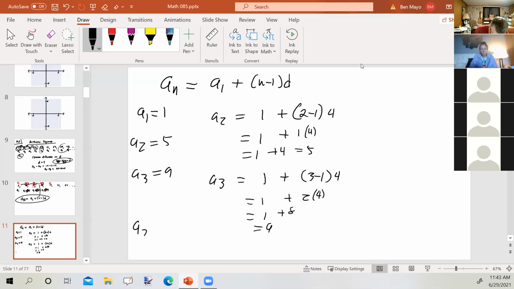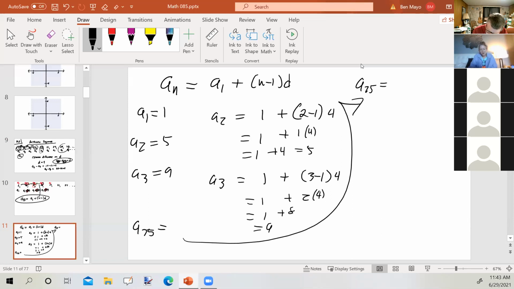Well, I want to know what the 75th term is going to be in this sequence. Okay? So let's come up here. A sub 75 would be a sub 1, which is 1, plus n minus 1, 75 minus 1, times d, which is the common difference.